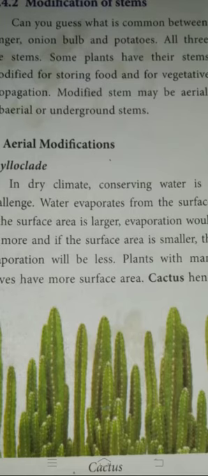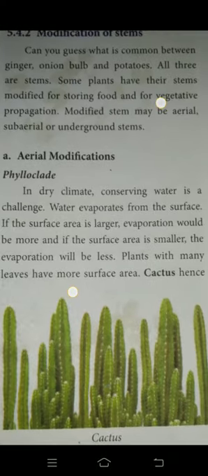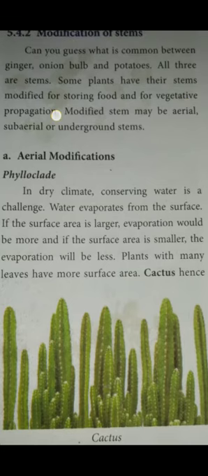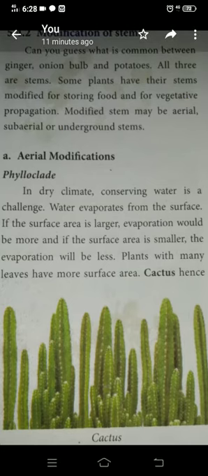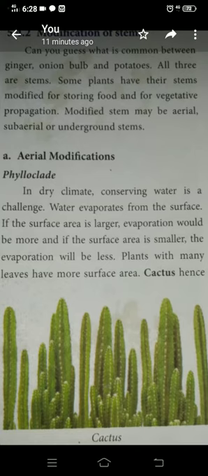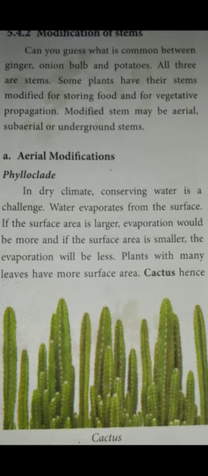The next one, modification of stem. Can you guess what is common between ginger, onion bulb, and potato? Yes, all of them are stems only. The stem is modified for food storage and vegetative propagation. Vegetative propagation means if we cut the plant and keep the stem, it is able to produce a new plant. That is what we call vegetative propagation. For this purpose there are aerial, subaerial, and underground stem modifications.